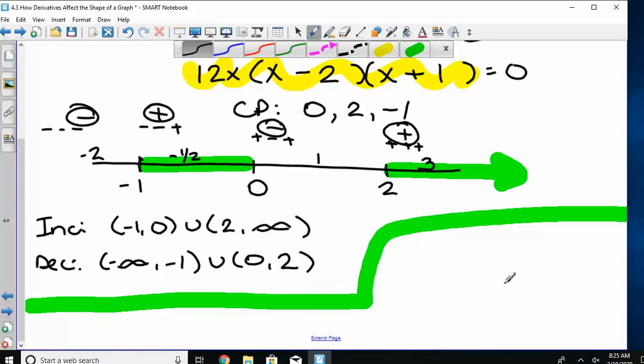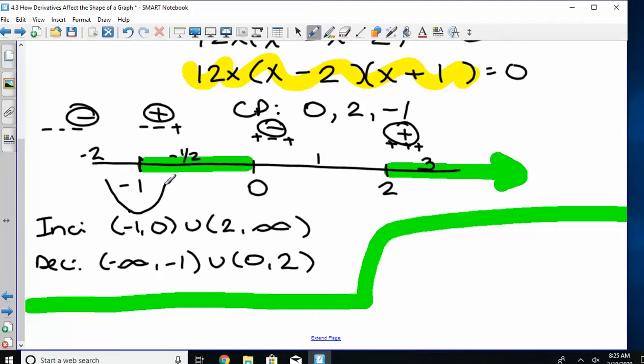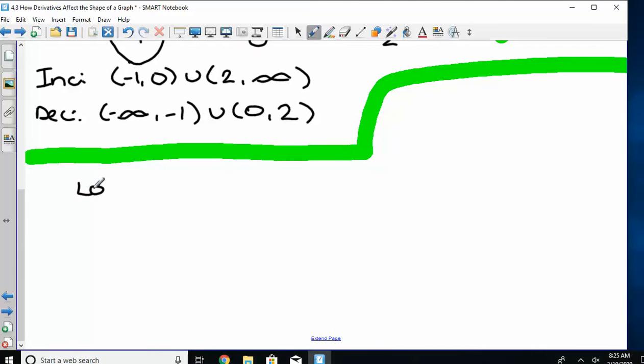We have to look at each of our critical points and what happened. At -1, my derivative was negative, so it was decreasing, and then it switched to increasing. What does that mean? That is a local min. Okay, different from absolute. When we did absolutes, we had to test our critical points and endpoints. So I have a local min.